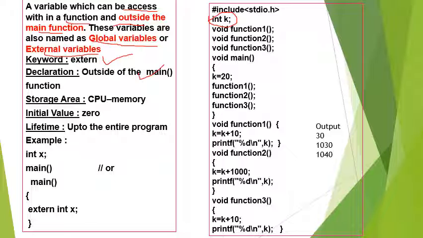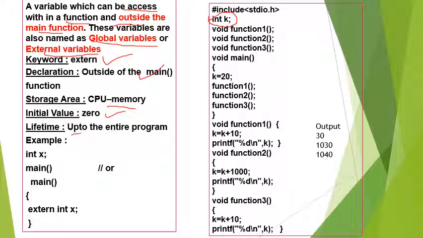The storage area is inside the CPU memory. The auto variable was stored inside a stack, but the global variable is stored inside CPU memory. Now its initial value will always be 0. For a global variable, the initial value will always be 0. For the auto variable, the initial value was a garbage value, maybe some 0, 1, like that. But for a global variable, its initial value will always be 0.